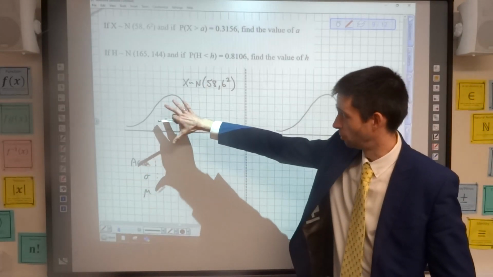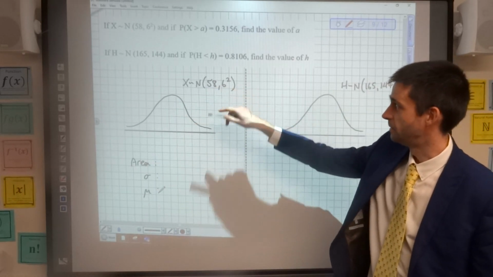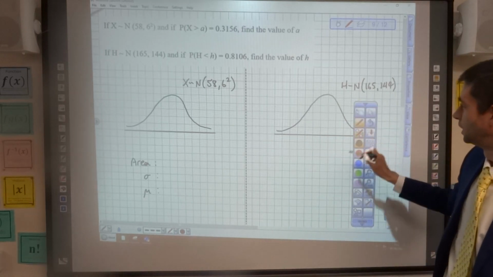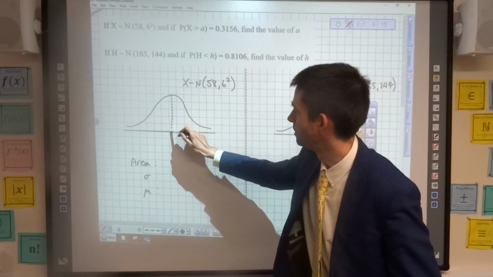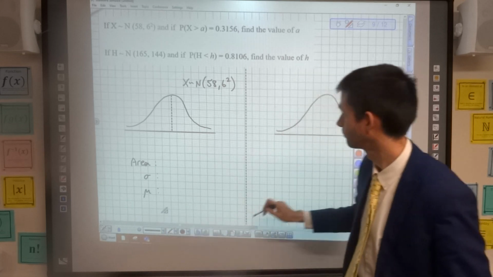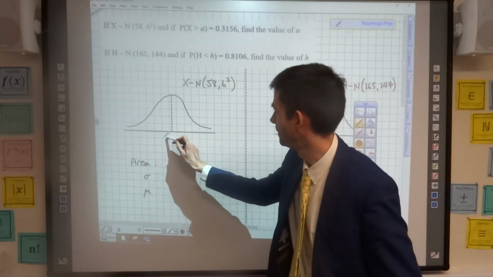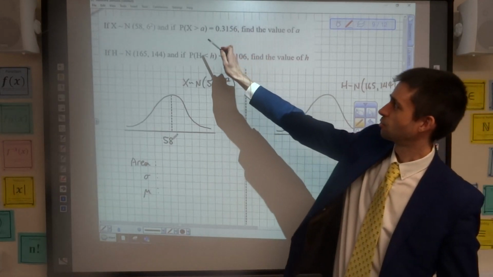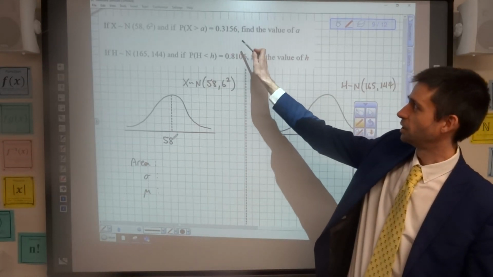So a pre-drawn normal distribution here. X follows the normal distribution N(58, 6 squared). I'm just going to do the normal thing where I pop a little line in at the mean of 58. And I'm being told that the probability that X is greater than a is 0.3156.